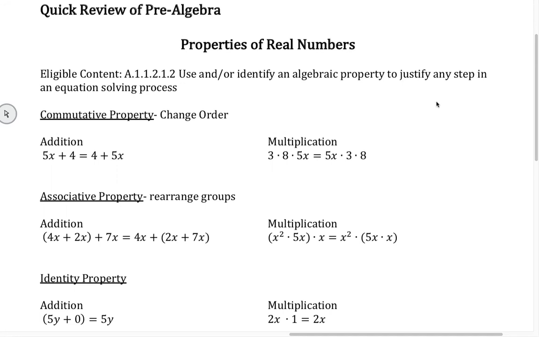When you look at the first example where it says addition, you have 5x plus 4, and notice the numbers kind of switch places. They go back and forth there. So you have 4 plus 5x. With multiplication, notice the numbers are being moved around.